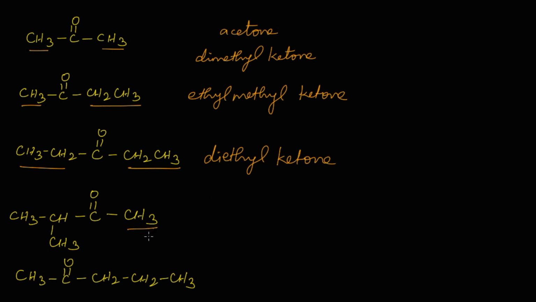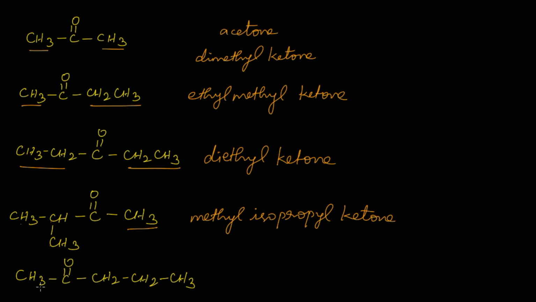Here, this is a methyl group and this is propyl. Three carbons are there: one, two, three. So propyl, and it is branched. A single branch is there, so isopropyl. So the name of this compound is methyl isopropyl ketone.